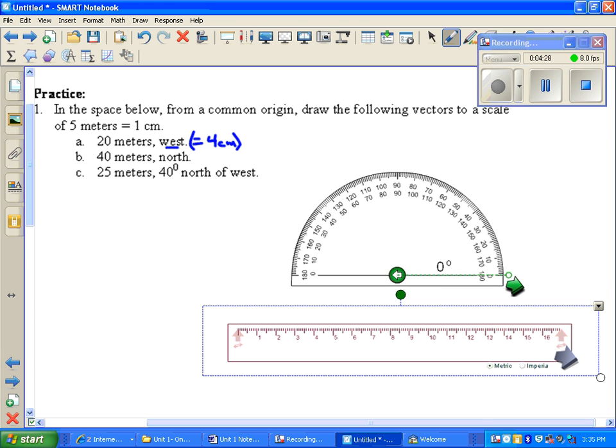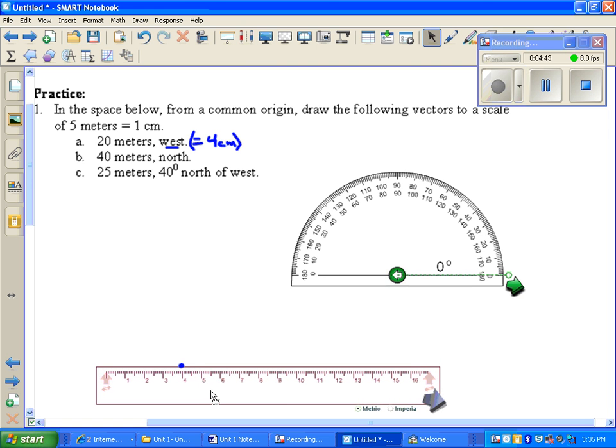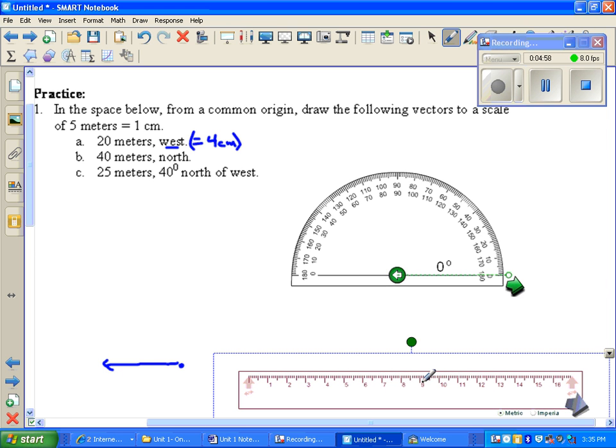So I'm going to put my origin down here. Then I have to use my ruler and measure out 4 centimeters to the west. I'll put my ruler right here, and then I will just use my pen and draw an arrow like this, 4 centimeters left. And then I might label that, saying that this represents a 20 meter long displacement.